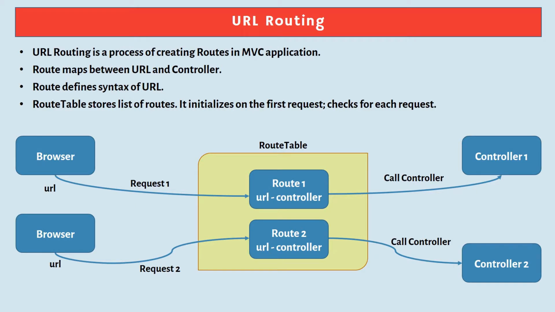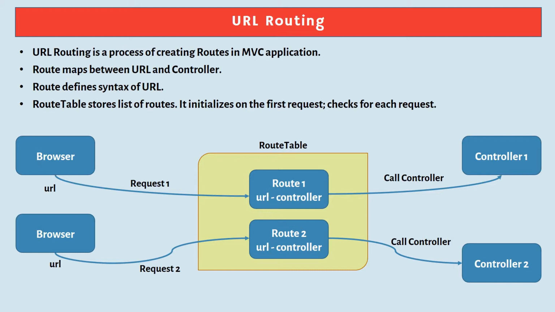So URL routing is the process of creating routes in the MVC application. A route is a map between the URL and a controller. So with this specific URL, this specific controller should execute. That mapping is done by URL routing. In case the URL routing is not done, even though we have entered the URL, it won't call any controller, so overall you will not get any output. That is the reason URL routing is required in your application.